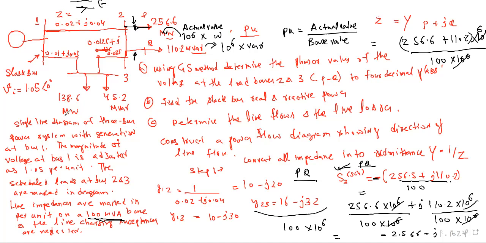Similarly, for S3, they have mentioned 138.6 and 45.2. For S3, you can directly write 138.6 plus j45.2 in per unit, again directly dividing by 100, because I showed you how the megawatt terms cancel. The S3 value would be minus, because it is also flowing away. So it would be minus only.